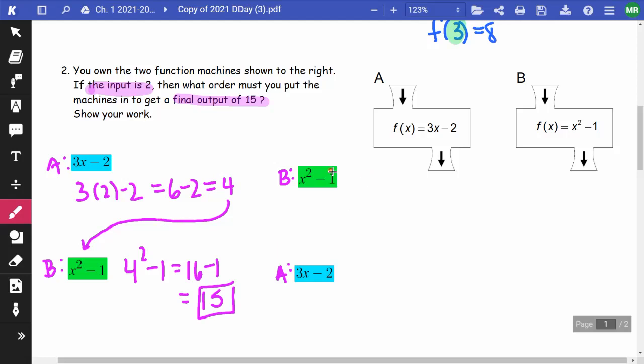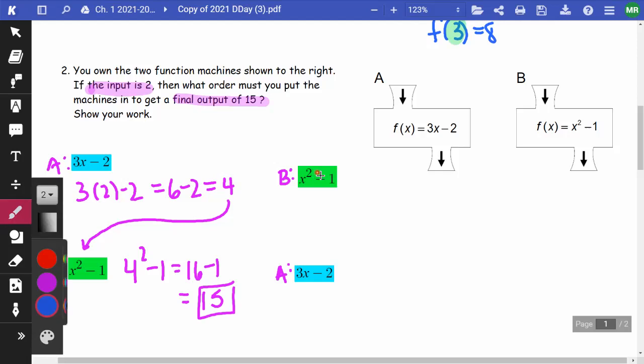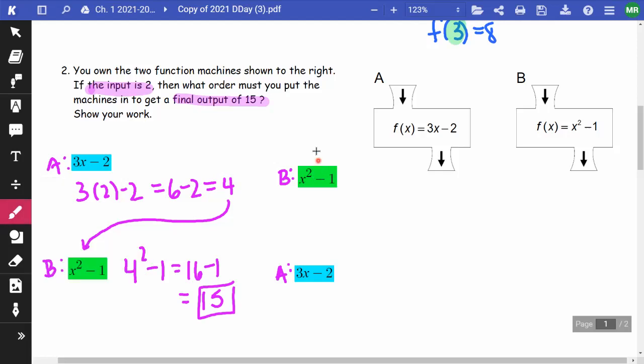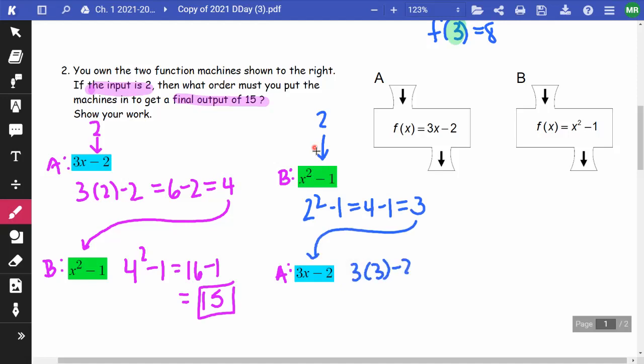If it wasn't, I would then have tried 2 in here. Okay, and let me just do that to show you. So if I had, again here, let me just show we were putting a 2 into this equation. So let's say I was putting a 2 into this one. I would have had 2 squared minus 1, which is 4 minus 1 or 3. Then 3 would have come in here and that would have been 3 times 3 minus 2, which is 9 minus 2 or 7, and that would have been my output.